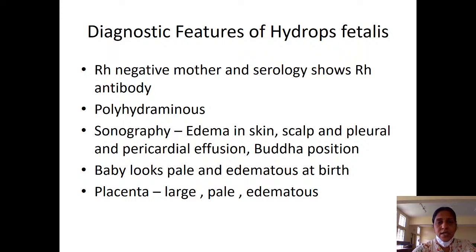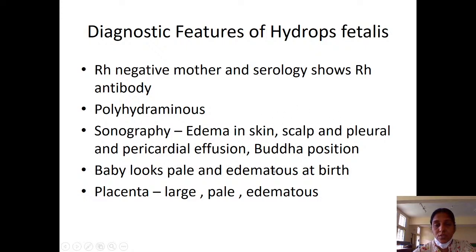How will you diagnose hydrops fetalis? The mother will be Rh negative, and if you do serology, you will find Rh antibody. There will be excessive liquor, that is polyhydramnios, and if you do sonography, there will be edema in the skin, edema in the scalp, pleural effusion, pericardial effusion, and the baby will be in a Buddha position. Here, a halo around the scalp because of the fluid collection.